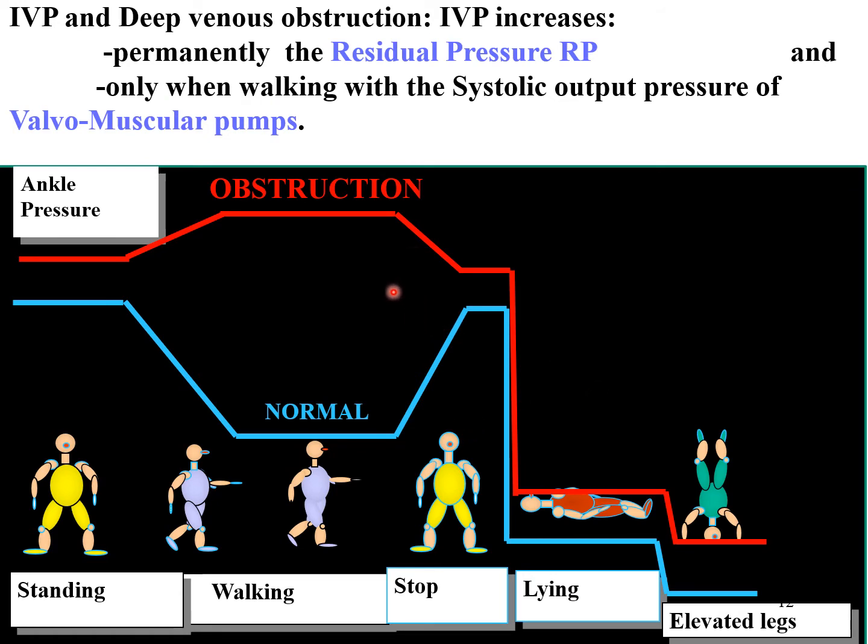The obstruction increases the intravenous pressure. At rest, and lying and elevating the legs, it is due to the residual pressure, and when walking, it is increased by the systolic pressure of the valvular pump, which explains the venous claudication.